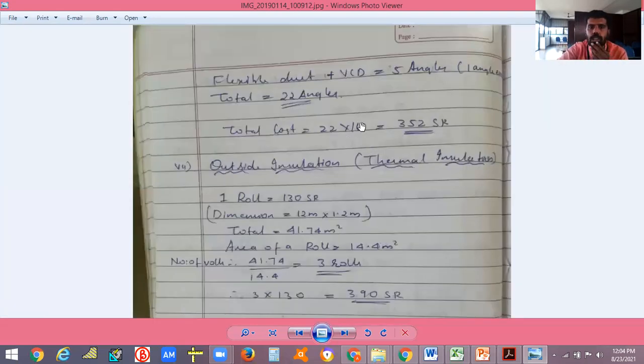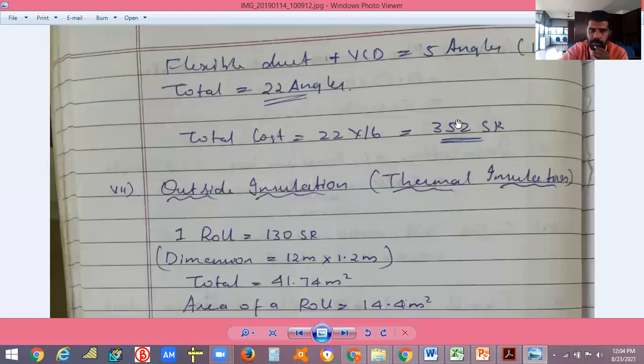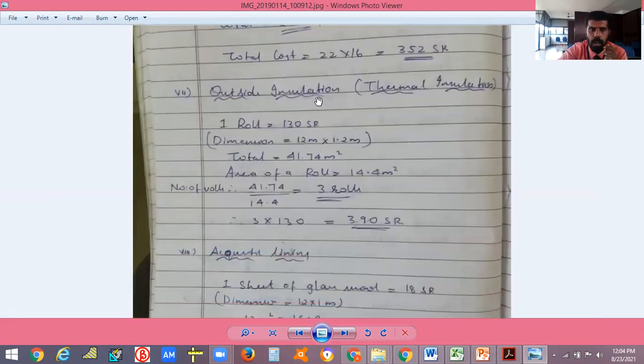So 16 into 22 is equal to 352 Saudi Riyal. Okay. Now coming to the outside insulation. Outside insulation means it is thermal insulation. Okay. And inside insulation will be acoustic insulation. We have already studied that.